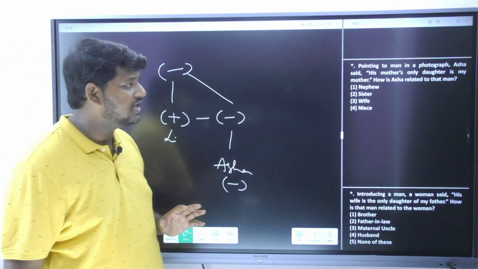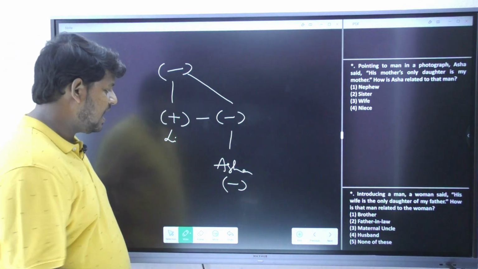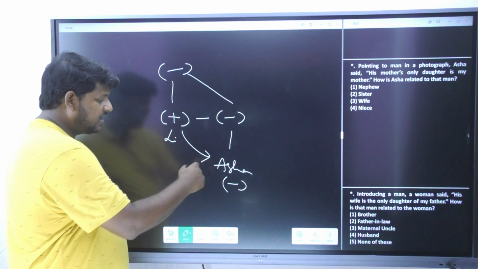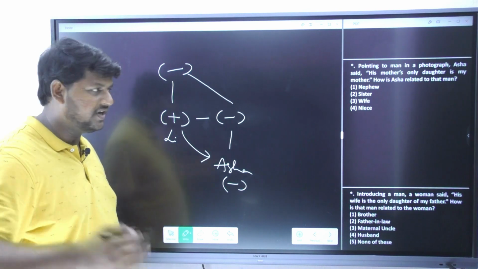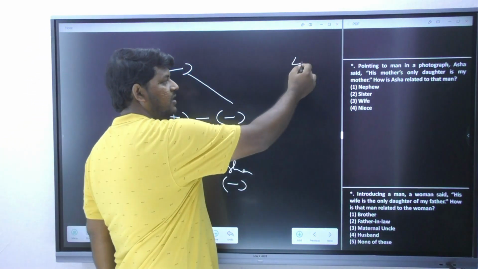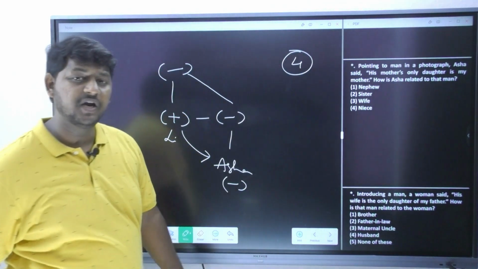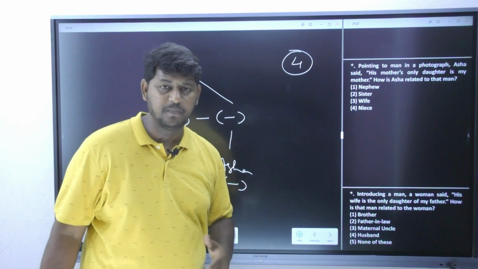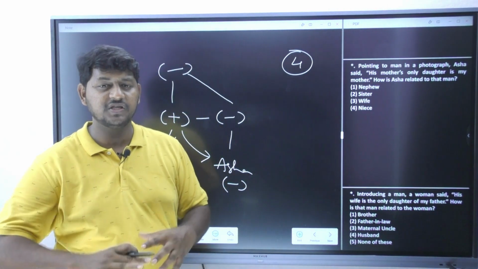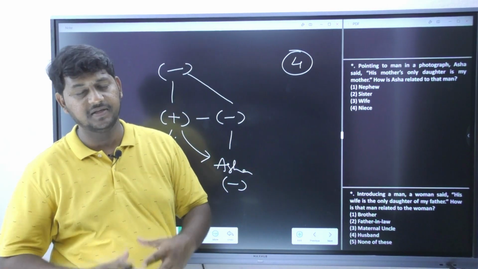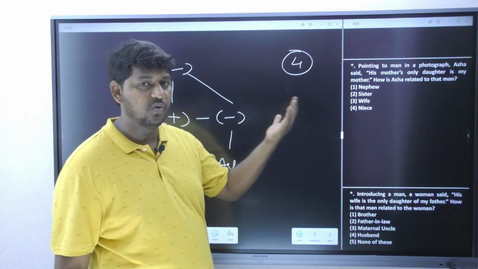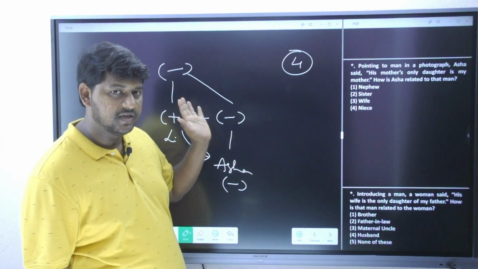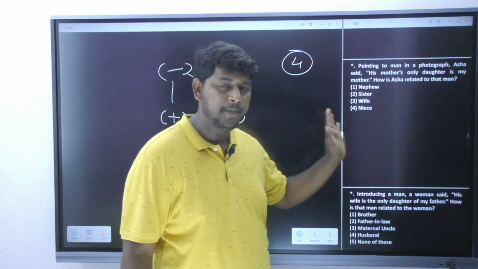How is Asha related to that man? In what way is Asha related to this particular person? Definitely niece. That is option number 4. You may have a doubt, sir, why did you go from the left side? Why did you go from the right side? Please do remember, if the question is much more complicated, if it is lengthy, then I'll try to go from the right side. If it is easy, then I'll go from the left side.